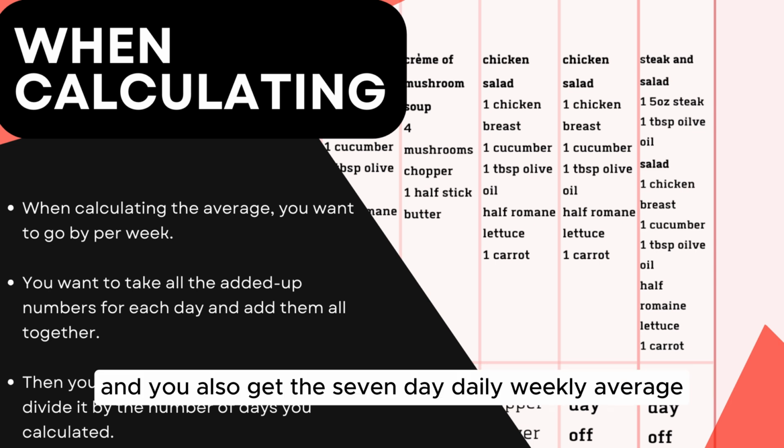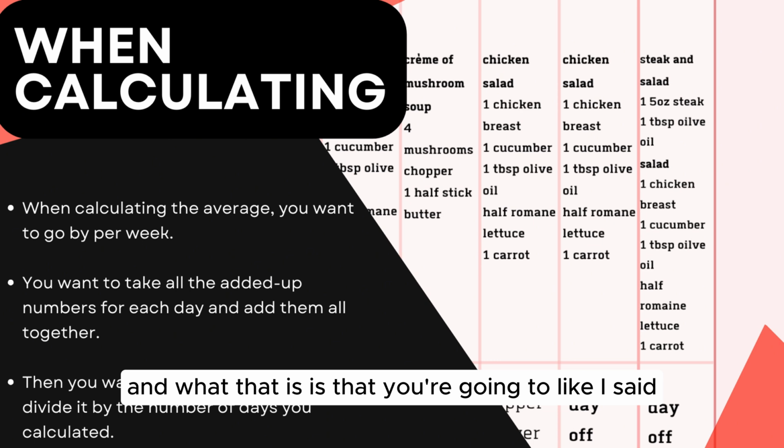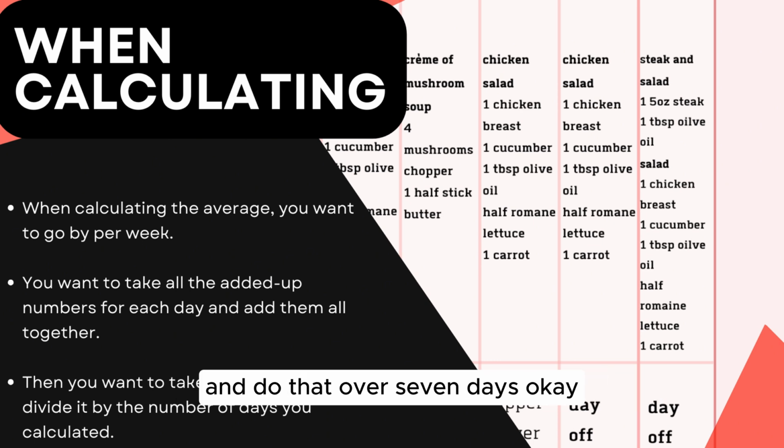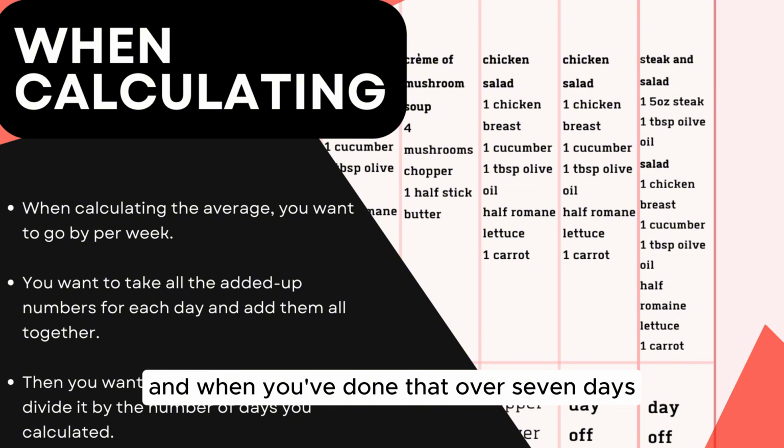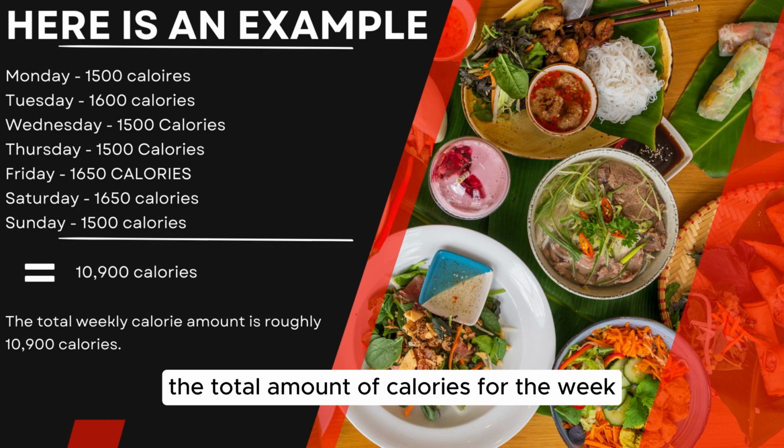And you also get the 7-day daily weekly average, okay? And what that is that you're going to, like I said, tally up what you've eaten for the day and do that over 7 days, okay? And when you've done that over 7 days, you're then going to take every day and add up the total amount of calories for the week.